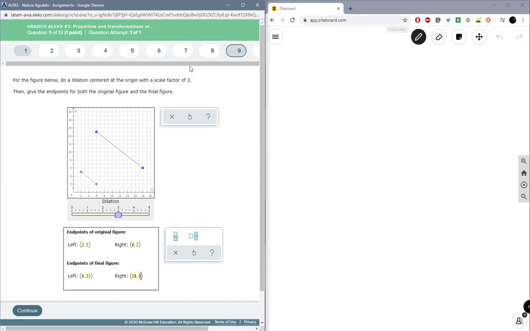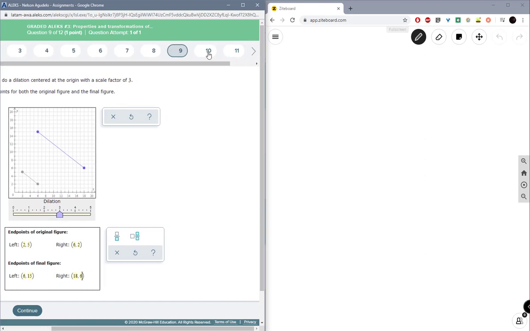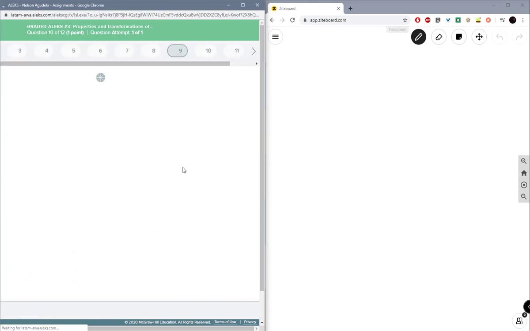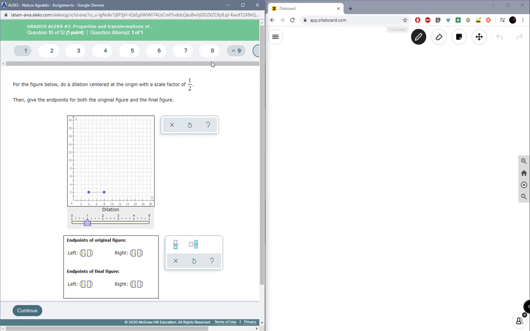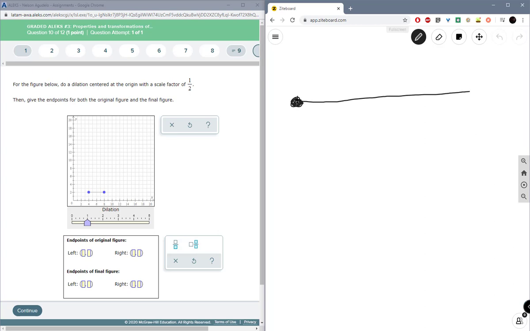Now, point 10. I think that point 10 was similar. Yes, but now the problem is that the scale factor is a fraction. So let me help you by reminding you how to represent fractions on the number line. Imagine that this is the number line, okay? And here you have the 0. Here you have the 1. Here you have the 2. And here you have the 3. And it continues.